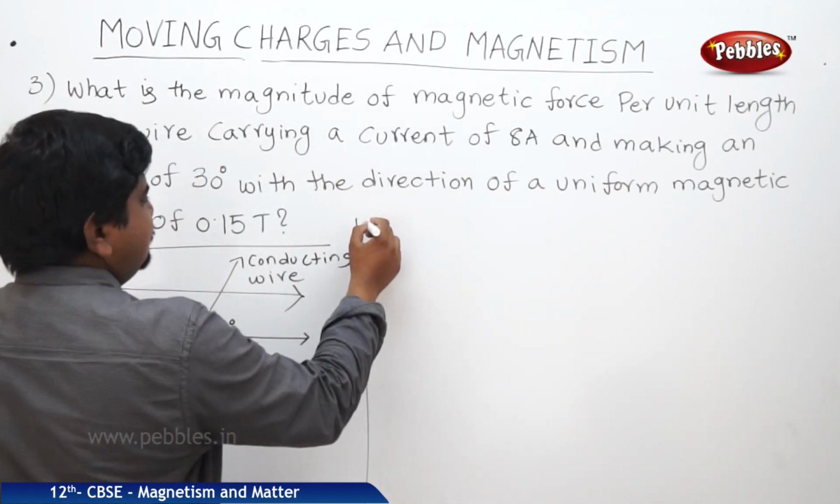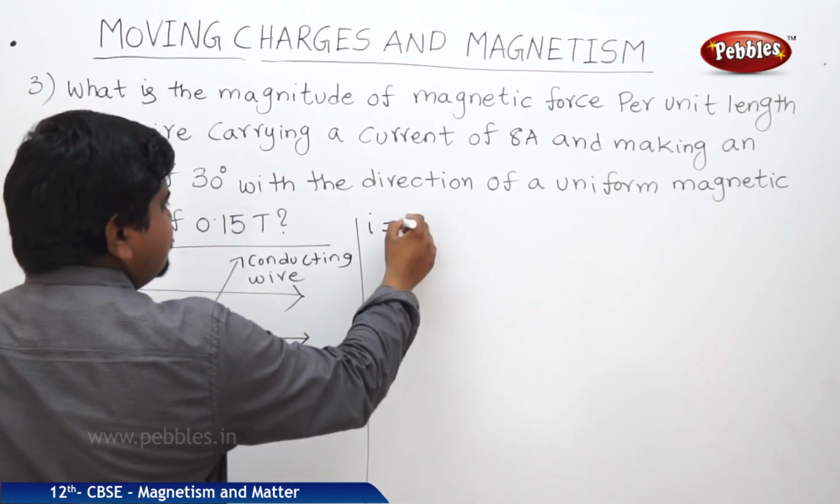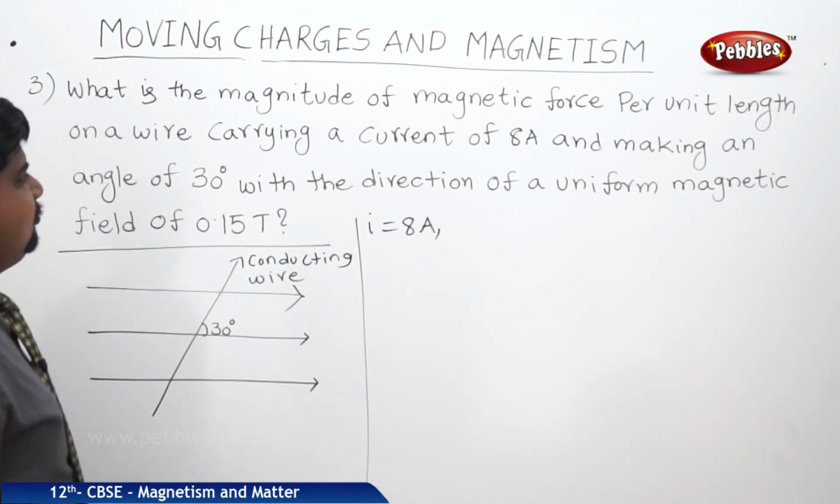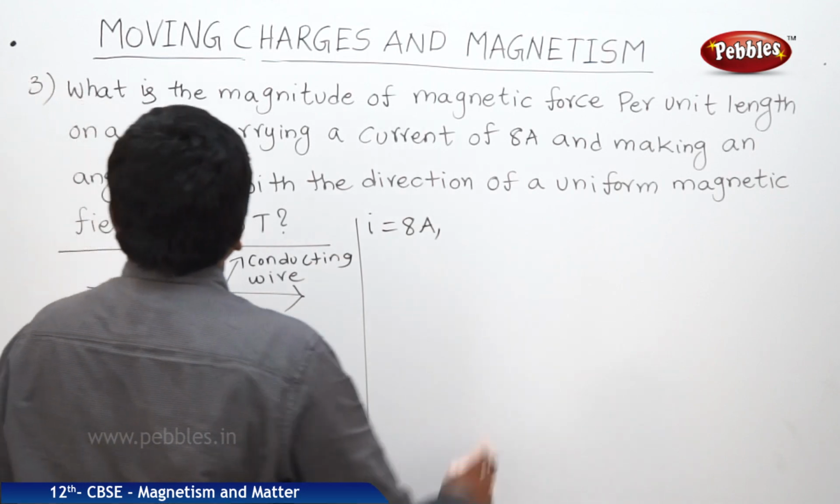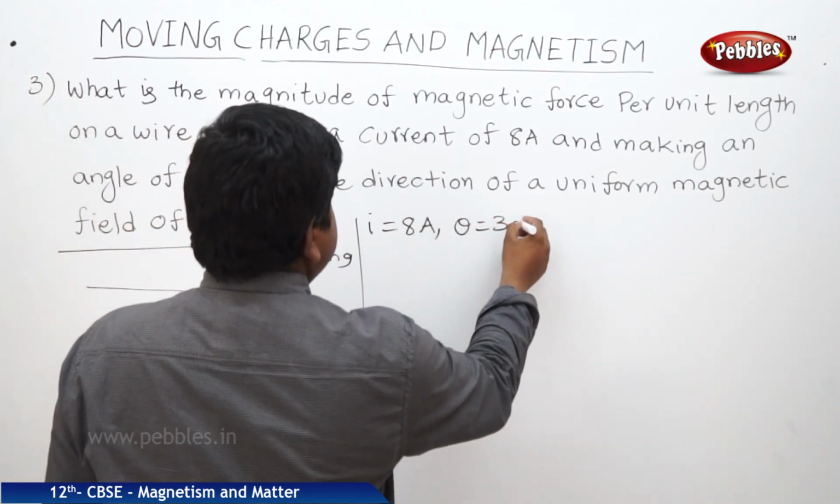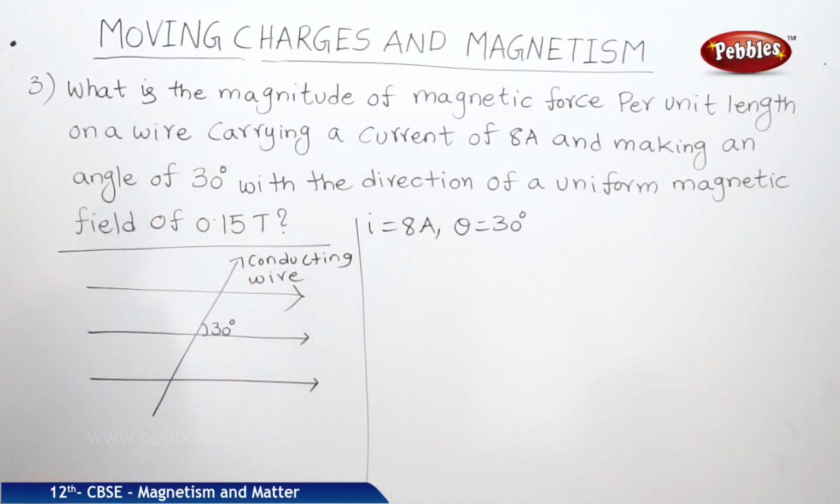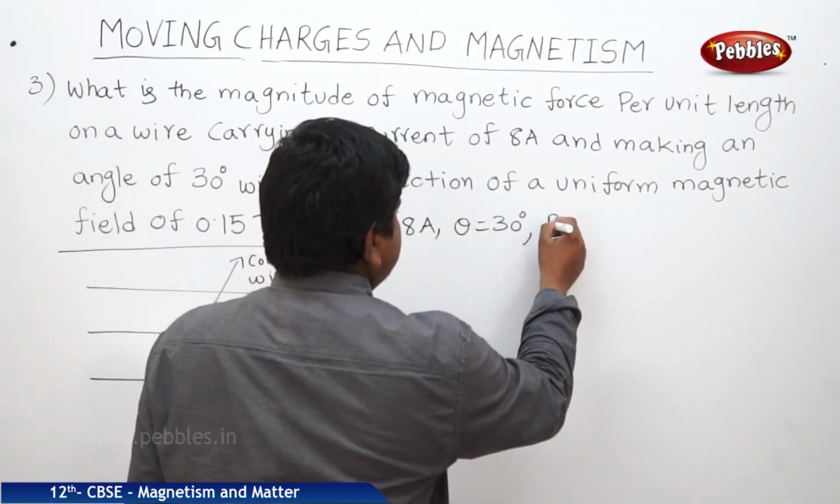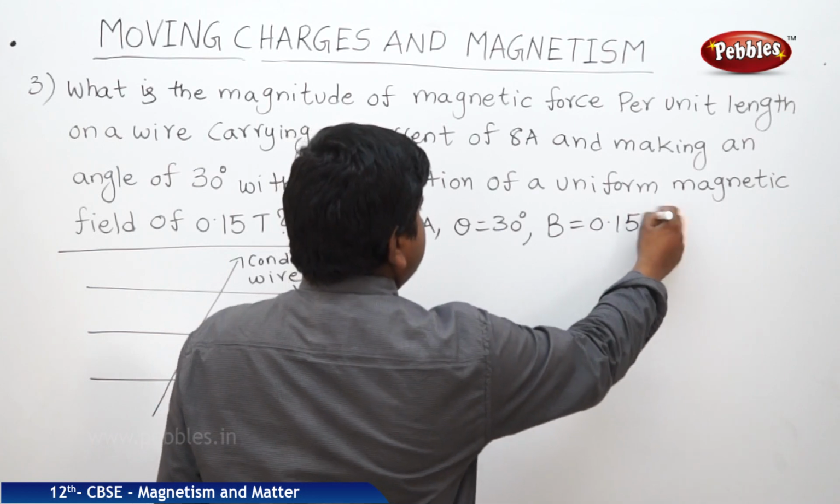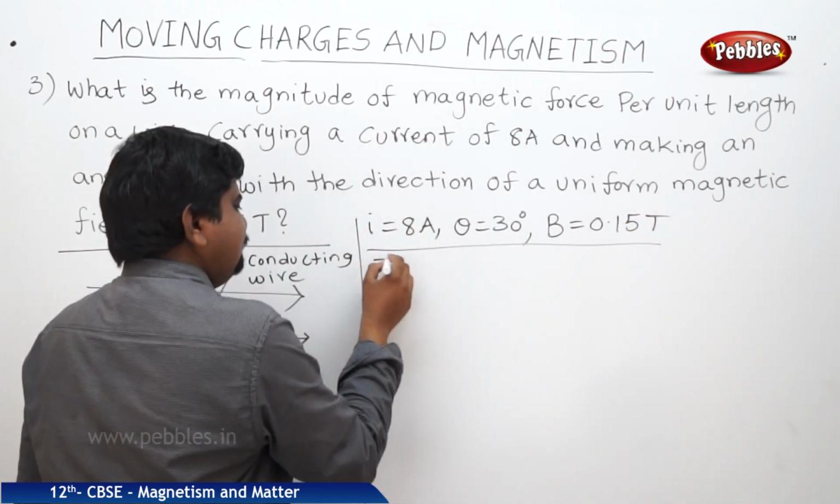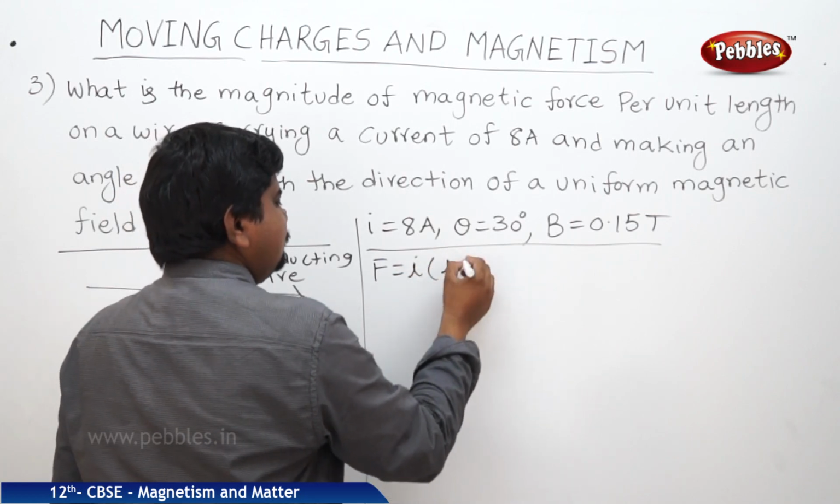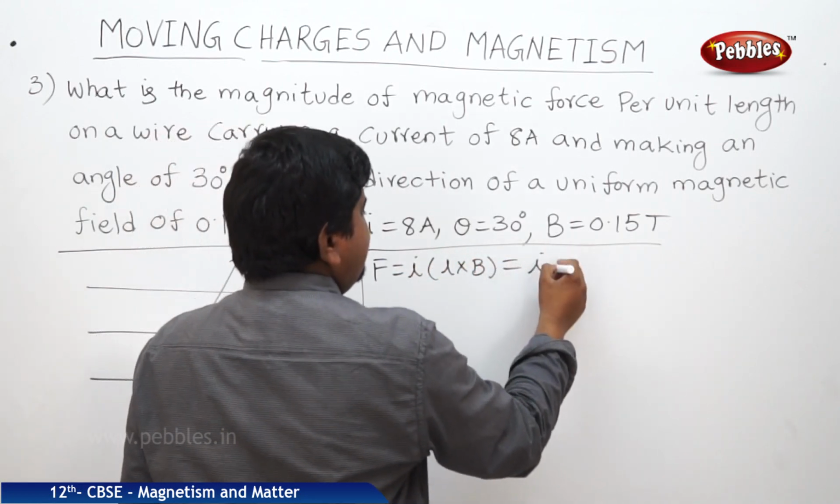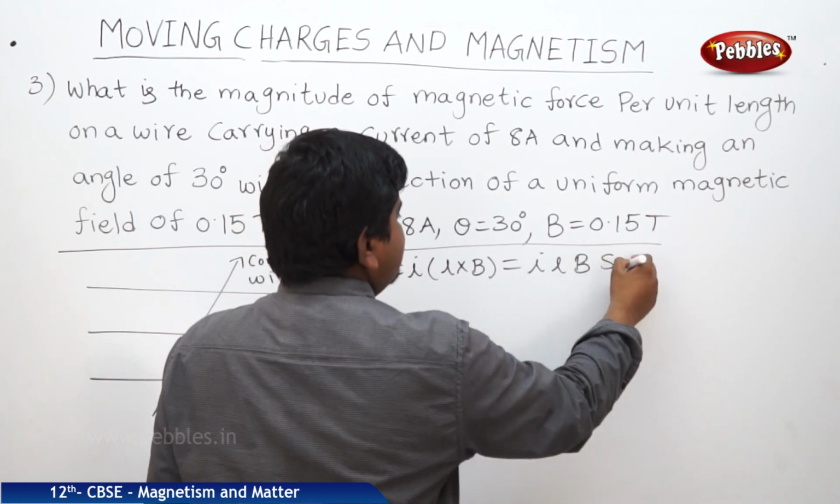So we should write I is equal to 8 amperes, length of the wire is L, theta is equal to 30 degrees. What is the magnitude of magnetic force per unit length on a wire carrying a current of 8 amperes and making an angle of 30 degrees with the direction of a uniform magnetic field of 0.15 Tesla? In this case, F is equal to I L cross B, that is I L B sin theta.